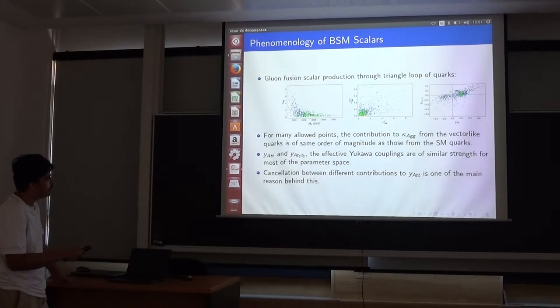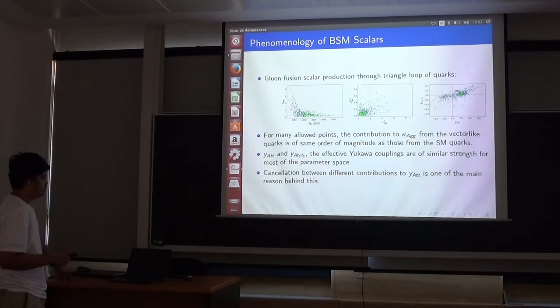So we can see that all green points are towards where the Vector-like fermion contribution is of similar magnitude, comparable, even non-negligible for almost all allowed points. If we look inside to see what is happening, this is the non-standard coupling of A with the other fermion, and this is with the top coupling. Here the points are around 0.2 and 0.1, some are 0, and some are bigger, so comparable magnitudes are possible. So for allowed points, the contribution from the Vector-like quarks is the same order of magnitude as those from the standard model.